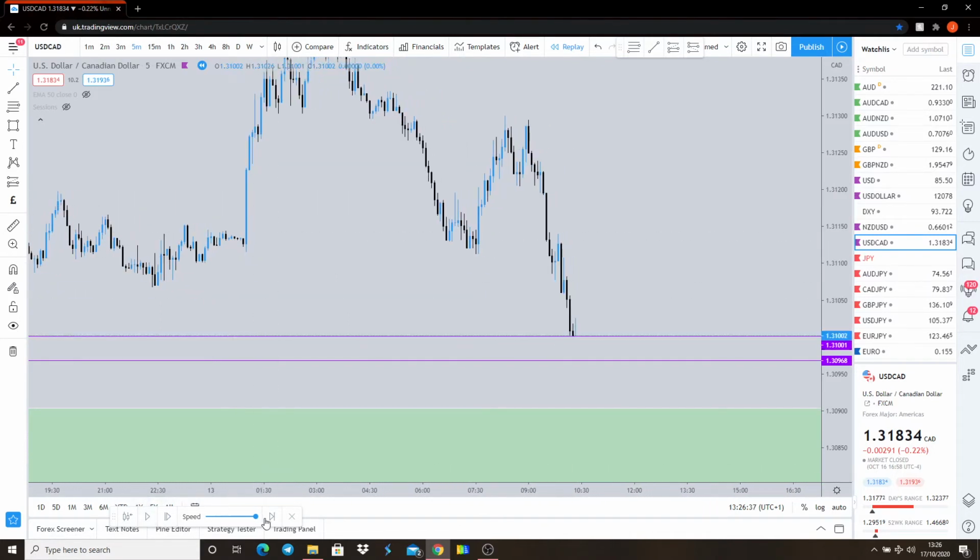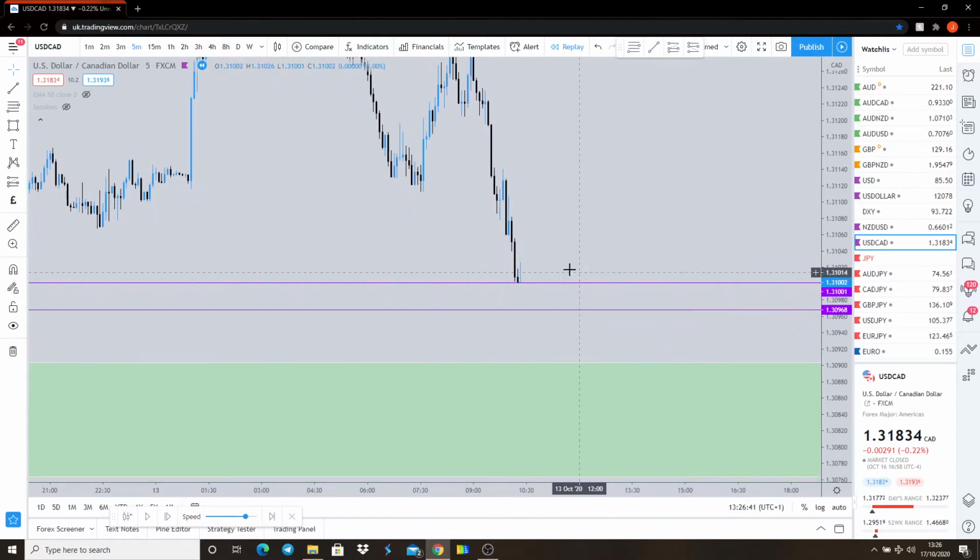Okay, so bang. Now it's really important here to think about the size of your area of interest, for what time frame you're going to use. If we look at the size of this area of interest here, we're literally looking at a 3 pip area of interest.